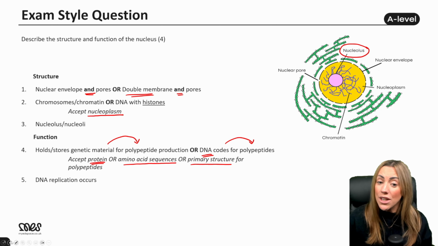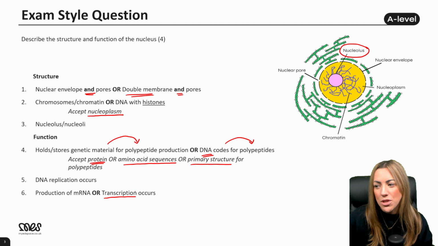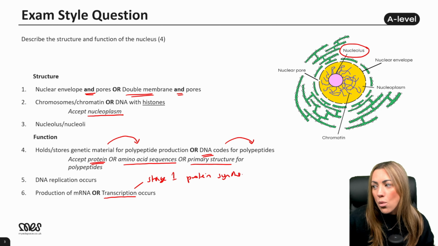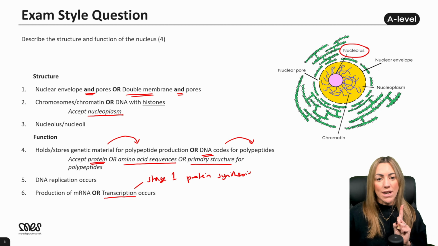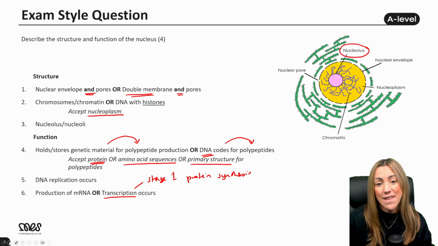DNA replication occurs in the nucleus, one that we all know, but maybe would have not realised we could include here. But it does, doesn't it? In interphase, DNA is replicated prior to cell division. We also produce mRNA in the nucleus because it's where transcription occurs, which is stage 1 of protein synthesis, where we use one template strand of DNA to make the mRNA copy, which can then go to the ribosomes to be used in translation.